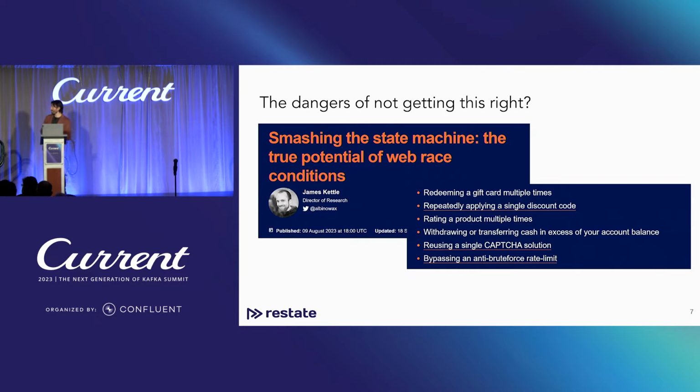This is a blog post from right about a month ago that really looked into the state of distributed bugs, and I think it's very interesting what they found. It's called Smashing the State Machine. I think that's actually a great title. It's really about what goes wrong if you don't get your distributed state machines right. And you can do pretty impressive stuff, like you can withdraw more money than you have, you can redeem vouchers multiple times, you can bypass security measures and so on. So there's a case to be made to get it right, I would say.